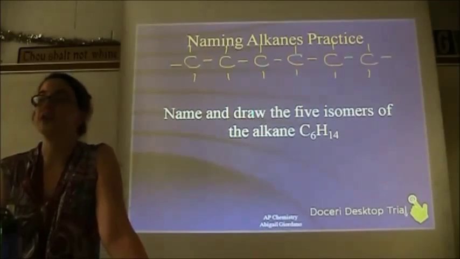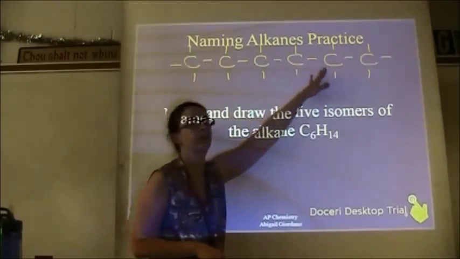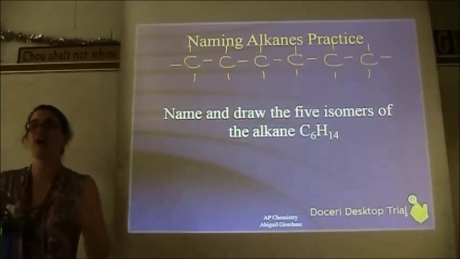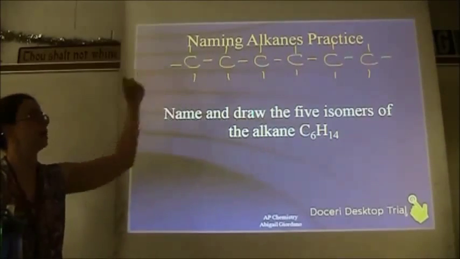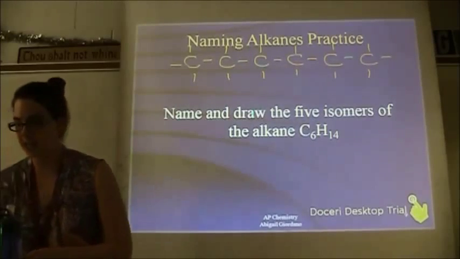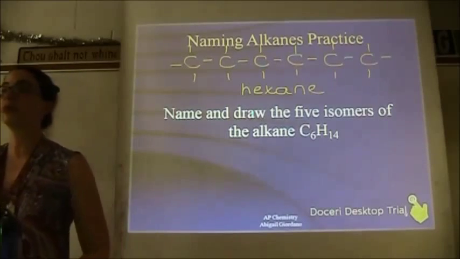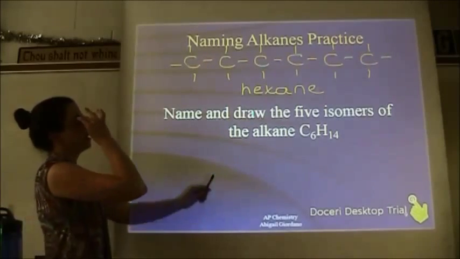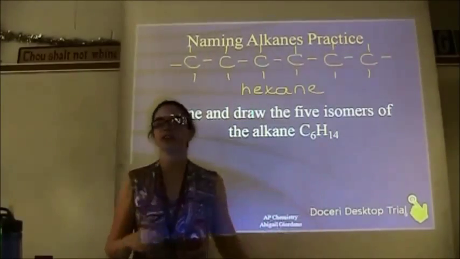Okay? And guys, for now, it's okay with me if you want to just focus on the carbon backbone. If you want to draw in all the hydrogens, fine, but for today, I'm okay if you don't draw in all the hydrogens. How would you name this guy? Hexane. And ladies and gentlemen, that is isomer number one. What I want you to do, and I'm going to walk around and help you, you're looking for four more arrangements of six carbons and 14 hydrogens.